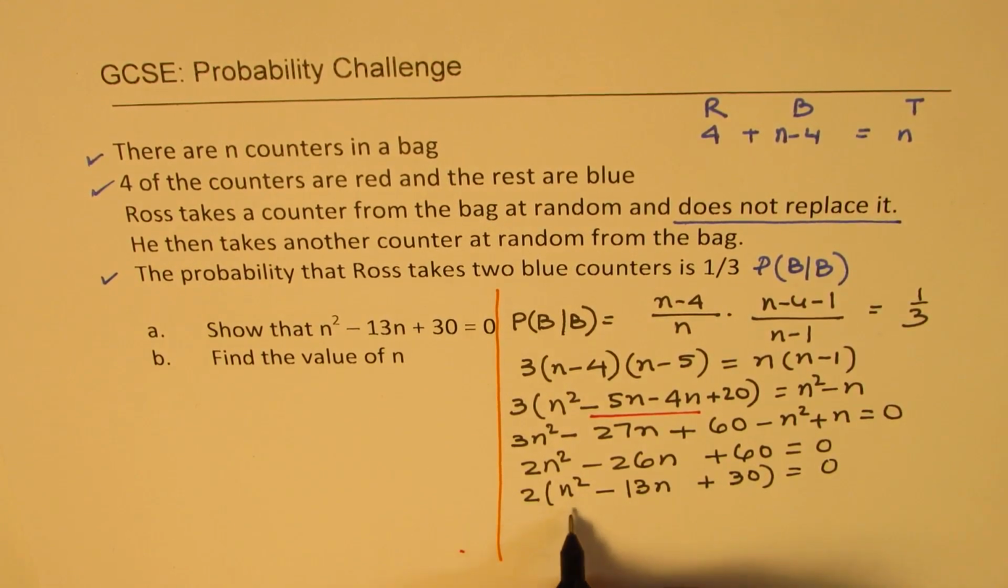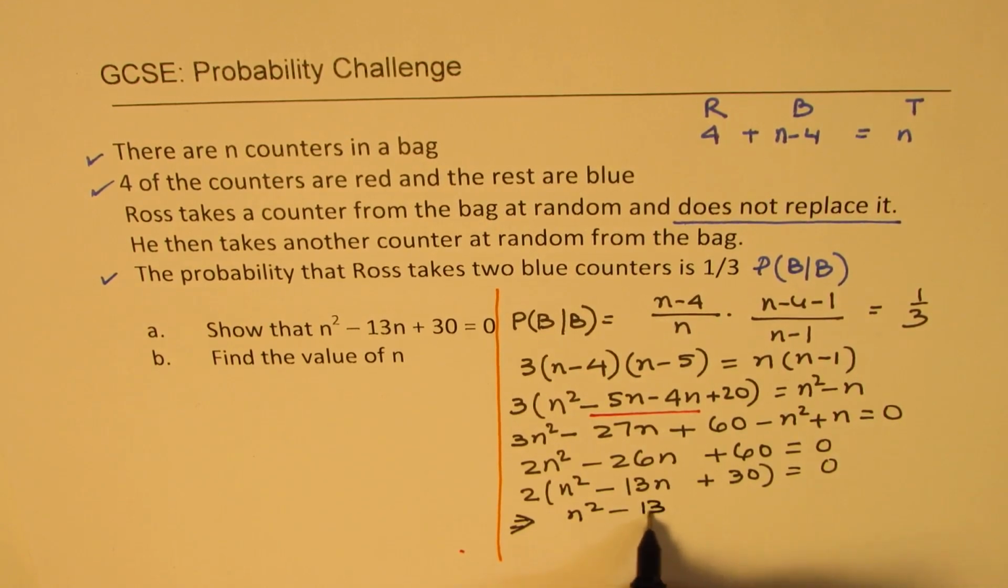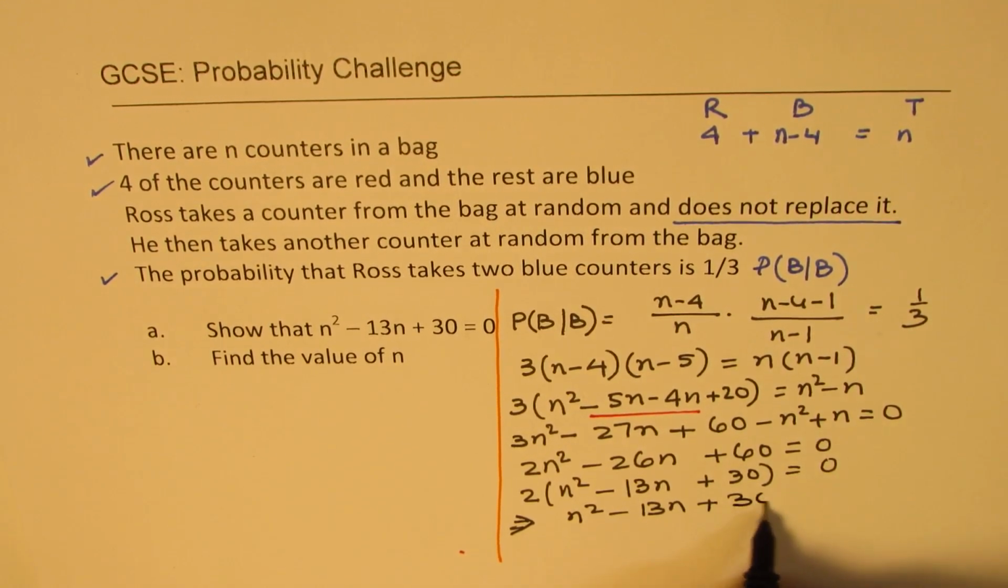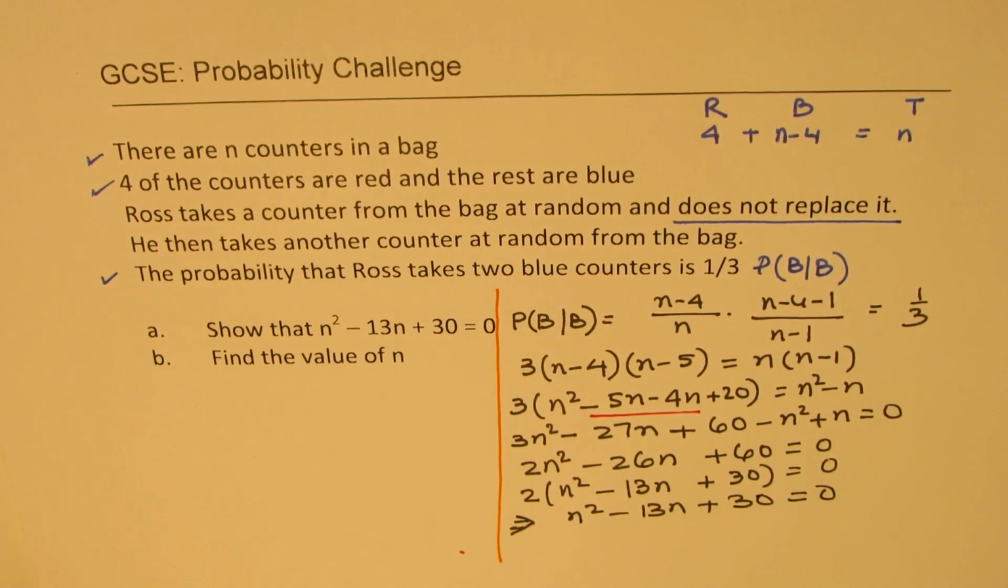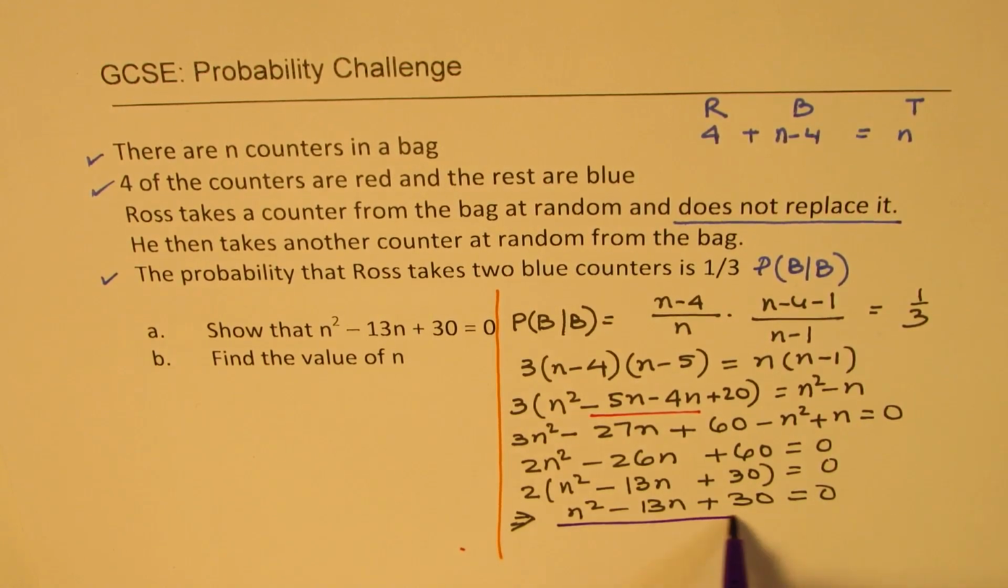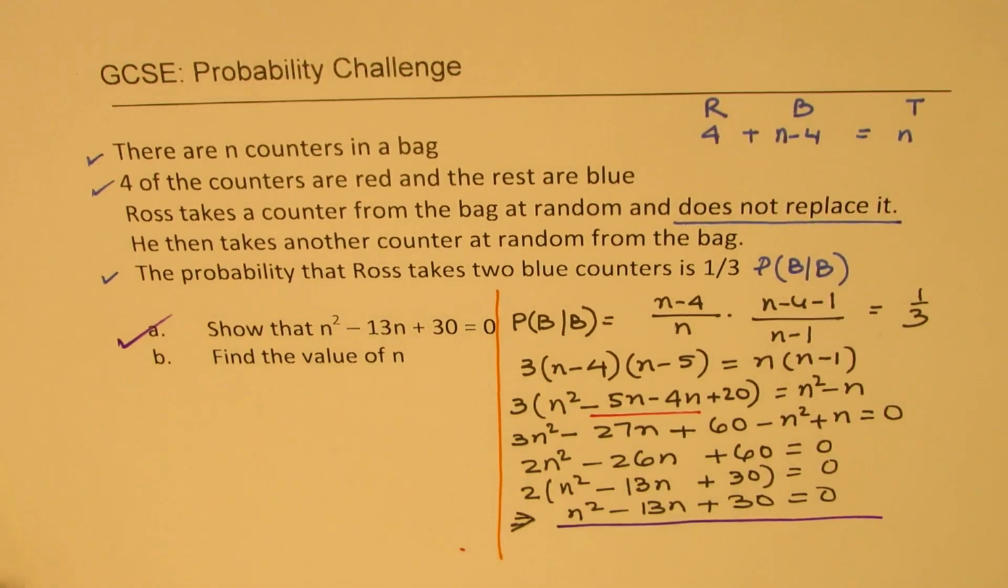2 cannot be 0. That means what? That means n square minus 13n plus 30 equals 0. Is that clear? So that is how we are going to find it. Now, from here, we have to find the value of n.